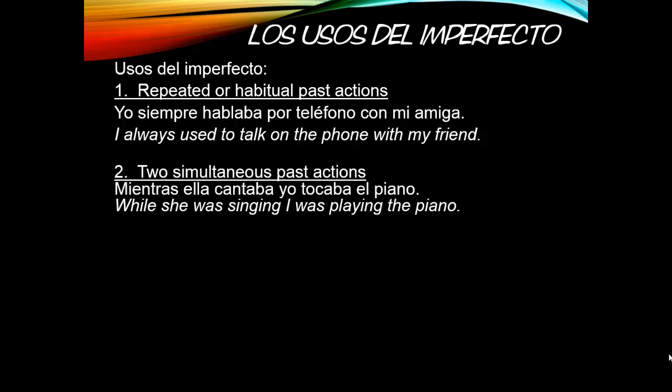We also use the imperfect to talk about 2 actions that occur at the same time, 2 parallel actions in the past. Usually in Spanish, this is set up by the word mientras, like in this sentence. Mientras ella cantaba, yo tocaba el piano. Notice the English phrasing, using the past progressive, was doing something. This is the other verb construction that we use in English to represent the same information as the imperfect does in Spanish.